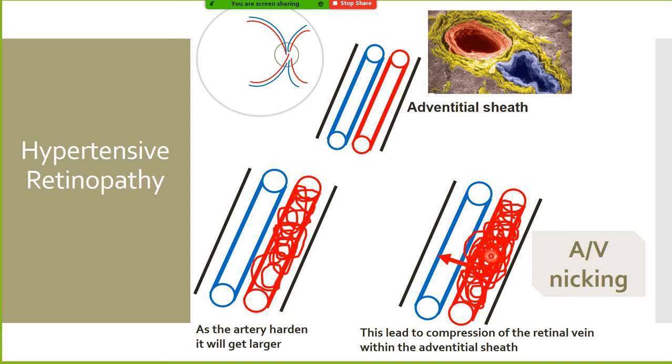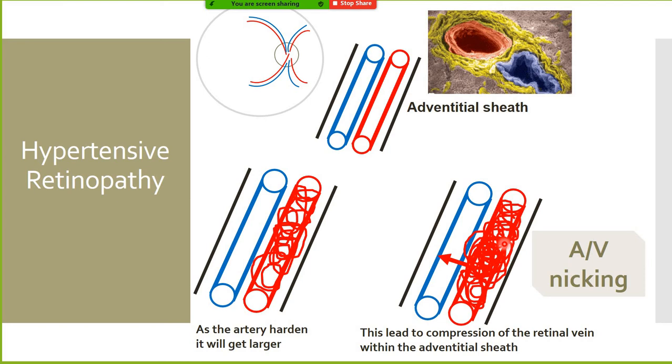So when there is an overall thickening, the passage of blood within the vein is going to decrease. So that is the reason why AV nicking plays a major clinical significance role. So this is how it happens. This is a major consideration which you have to look into.